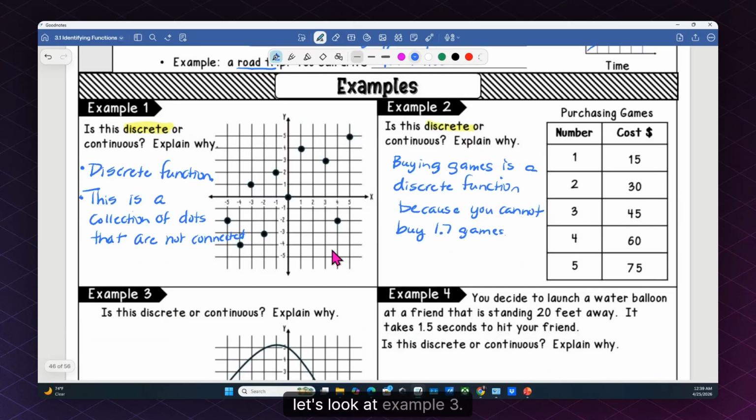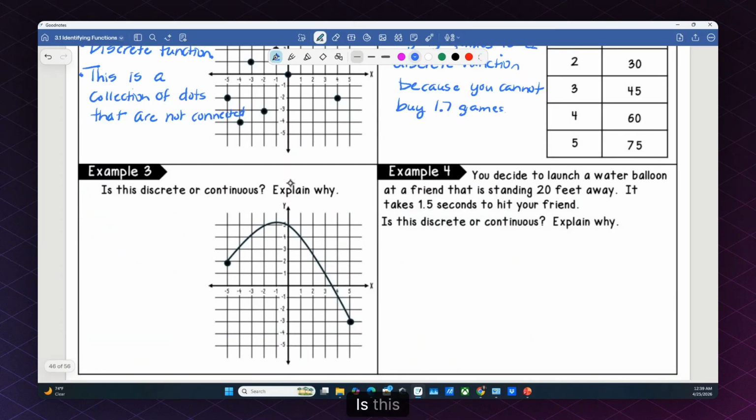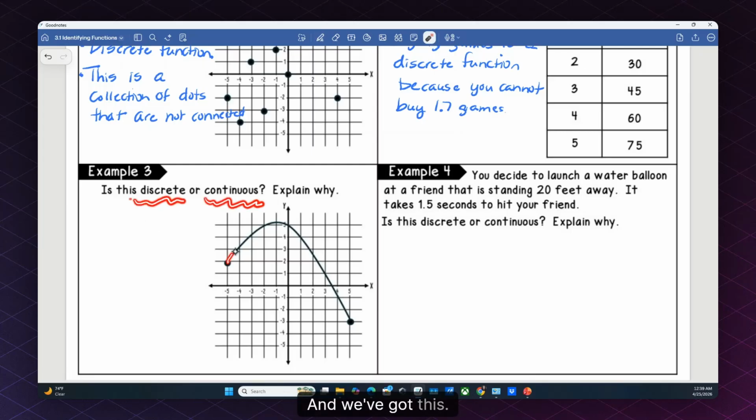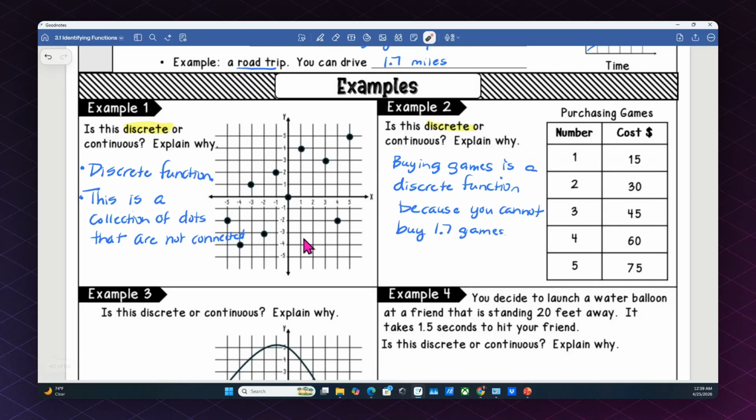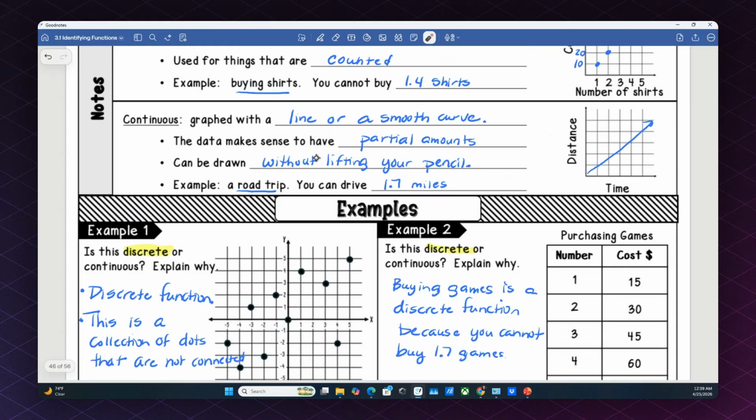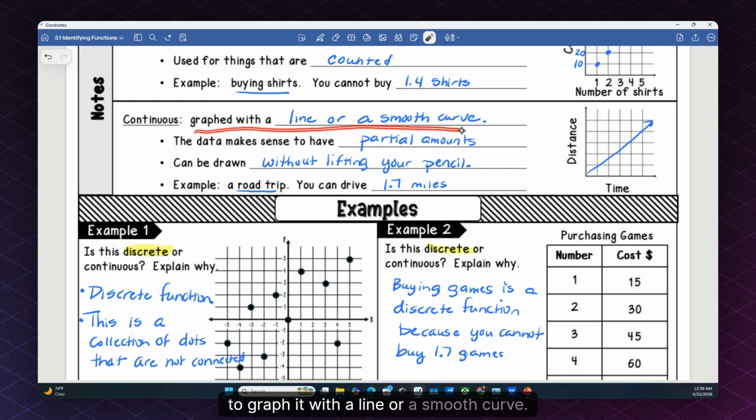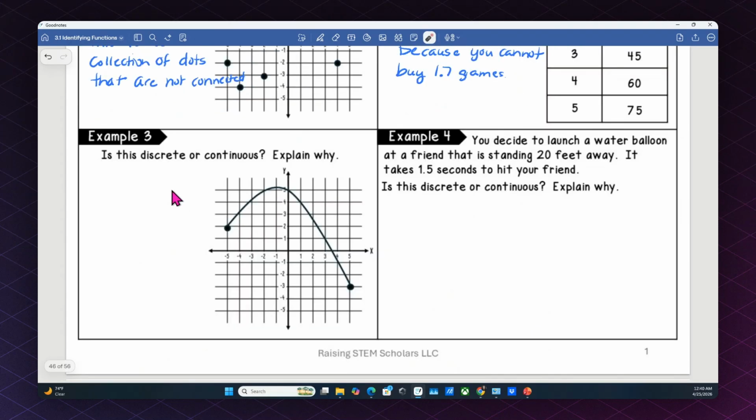Alrighty, let's look at example 3. Is this discrete or continuous? And we've got this. Okay, we can see that this down here with its line, with its curve, is very different than this, right? We are able to graph it with a line or a smooth curve. So that's going to make it continuous for sure. Okay, so this is continuous. Well, let's explain why.